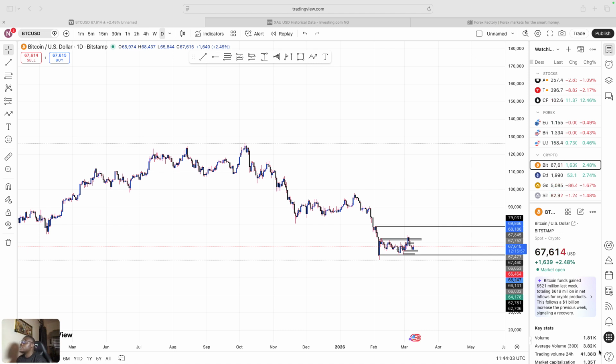So the first thing is the uptrend, which is also called the bullish trend. And then we have the downtrend, which is also called the bearish trend. And then we also have the ranging trend, which is also called a choppy market.